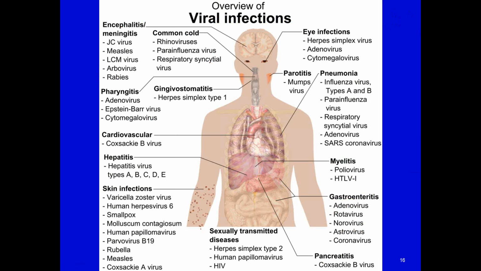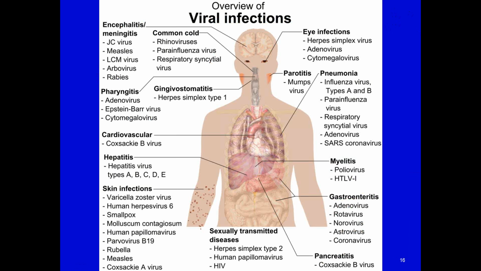Quite a few different viruses that can attack different parts of our body. If we look at the head, they have the JC virus, measles, the LCM virus, arborovirus, rabies, all cause encephalitis or meningitis. And then you get into just the common colds. You got rhinoviruses, parainfluenza viruses, RSV, which is the respiratory syncytial virus. Pharyngitis can be caused by the adenovirus, the Epstein-Barr virus.